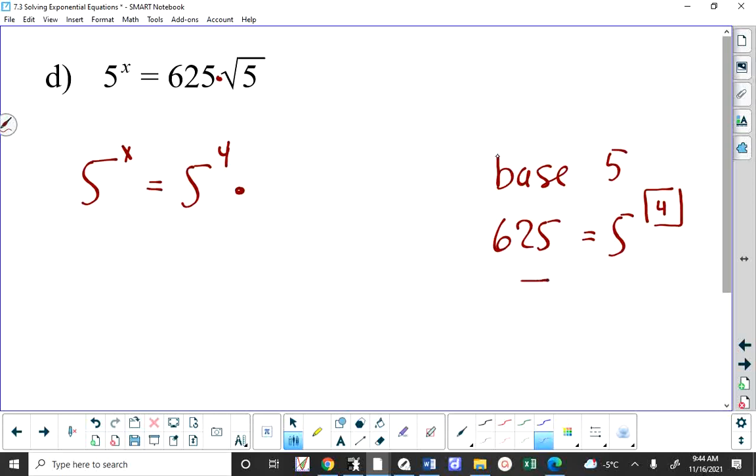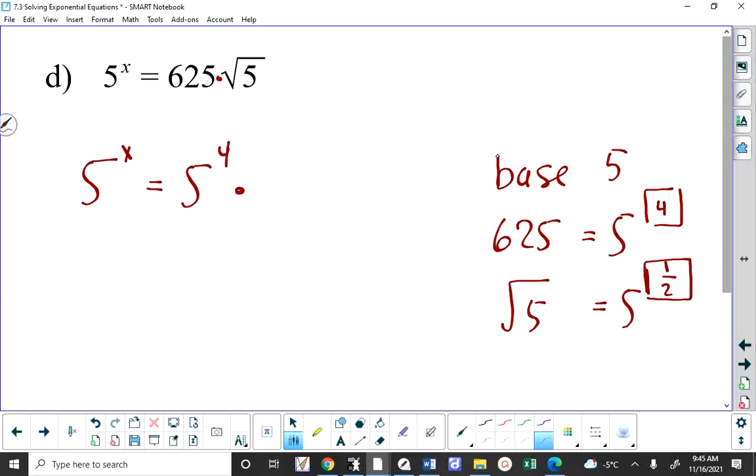Now, what is root 5? 5 to some exponent equals root 5. And this isn't a guess and check game on your calculator. You need to know that exponent is a half. You need to know that a square root of a number is equivalent to raising that number to an exponent of 1/2. You learned this in, I think, grade 10.